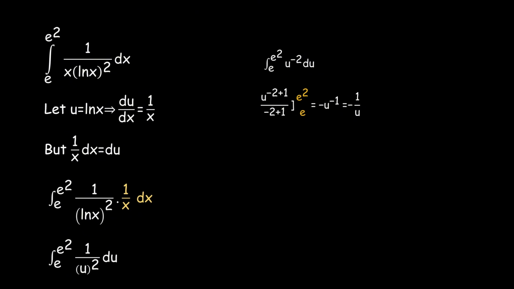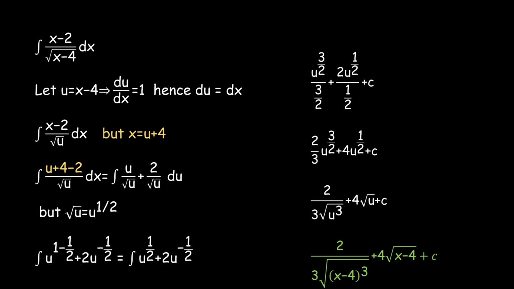Now, we substitute u back into our final answer and we get negative 1 over natural log of x. Putting in our limits, which are e squared and e, we would have negative 1 over 2 plus 1, which is equal to a half.